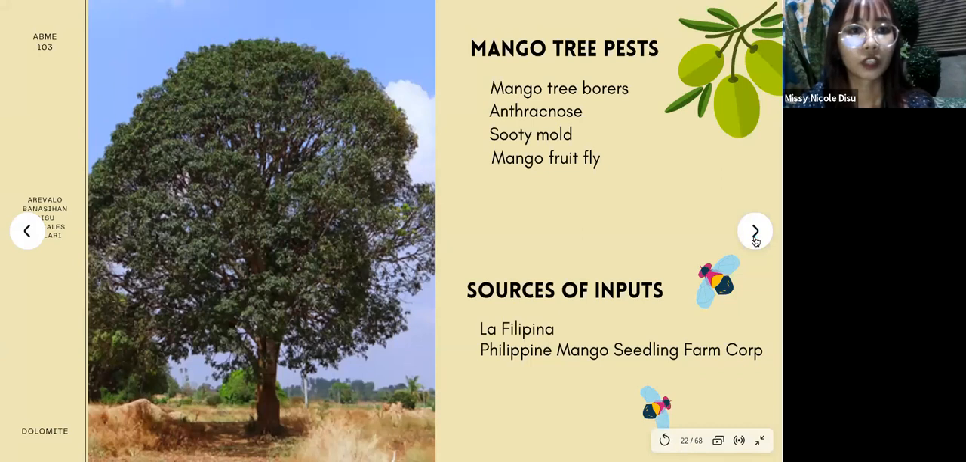For example, the source of urea of the Department of Agriculture comes from La Filipina, and the mango seedlings are sourced from companies like Philippine Mango Seedling Farm Corporation that provides the best varieties of Carabao mangoes in the country.